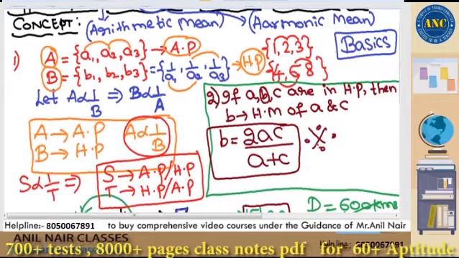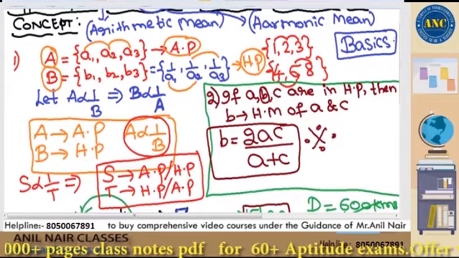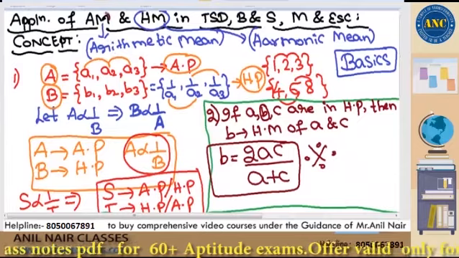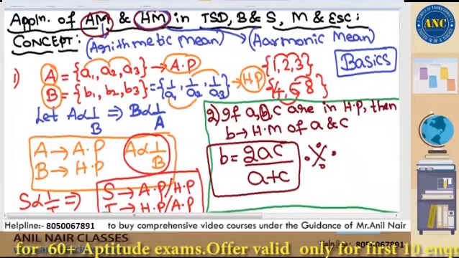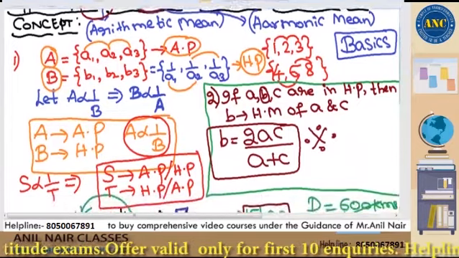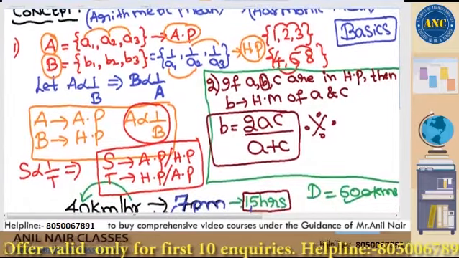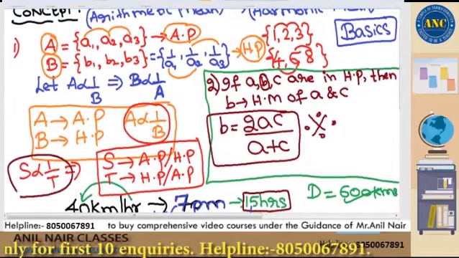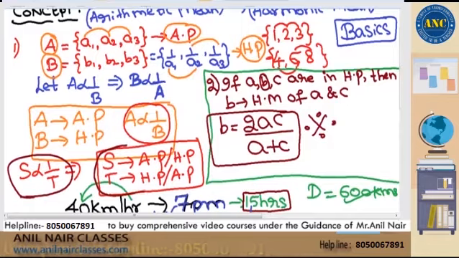We will solve some very good questions using the concept of arithmetic mean and harmonic mean. Close to around 3 to 4 good questions we will solve. The first key point says that whenever two parameters are inversely proportional, if one is in AP, the other will be in HP. Second important key point is, if A, B, C are in harmonic progression, middle value B is called harmonic mean of A and C, and it is given by 2AC by A plus C.